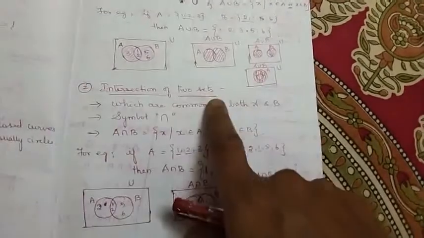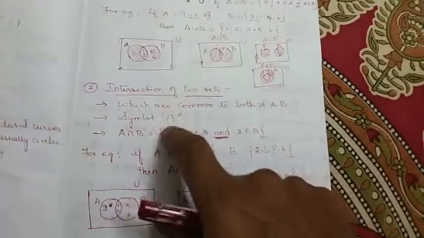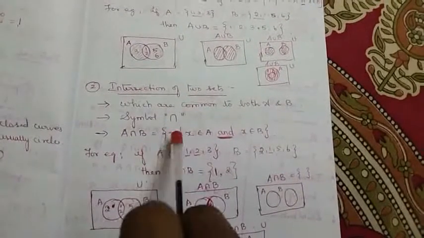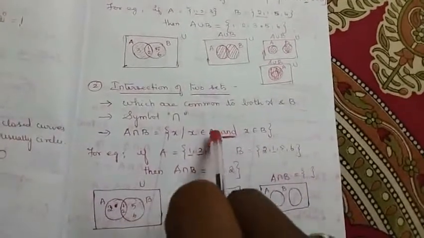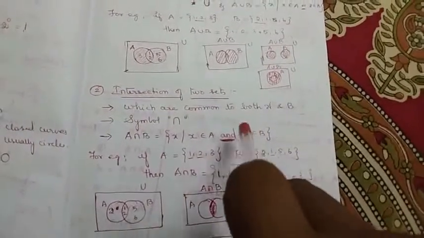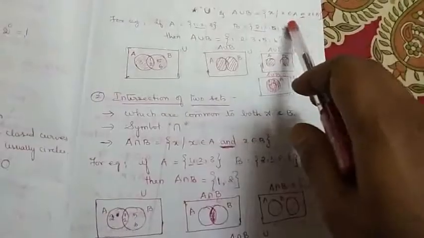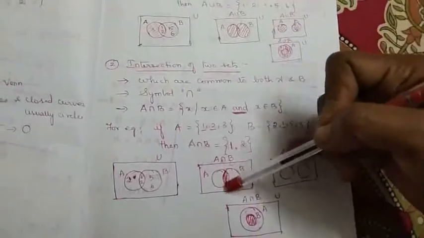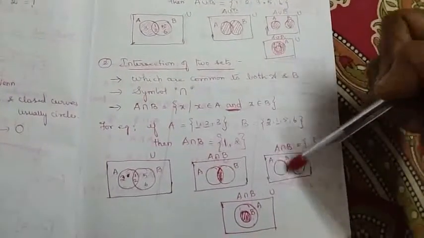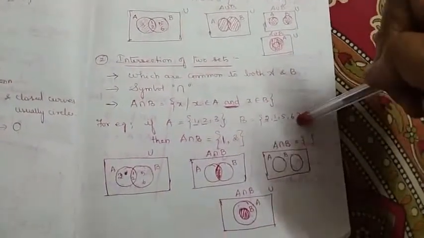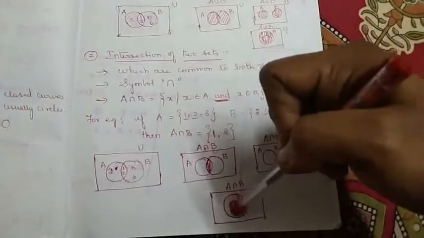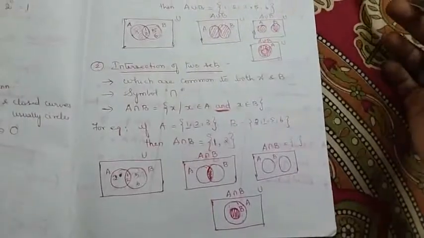Then what is the intersection of two sets? Intersection of two sets is denoted by an inverted U, which means elements common to both sets. A intersection B is the set of all x such that x belongs to A and x belongs to B. And means intersection, or means union. Remember. So this is the intersection part. If they are disjoint sets, we will not have any intersection.